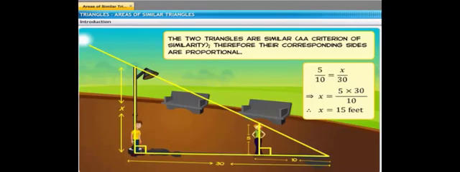Remember, when two triangles are similar, their corresponding angles are equal and their corresponding sides are proportional. But what about their areas? Will the areas be equal, or will they be proportional? To answer these questions, let's discuss the first theorem.